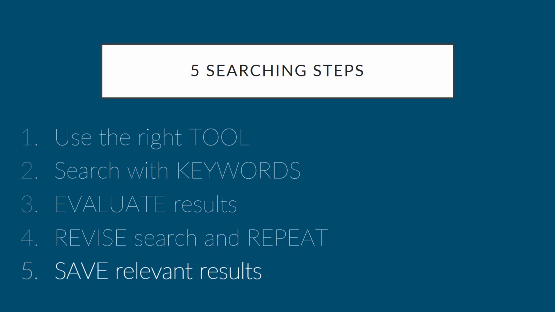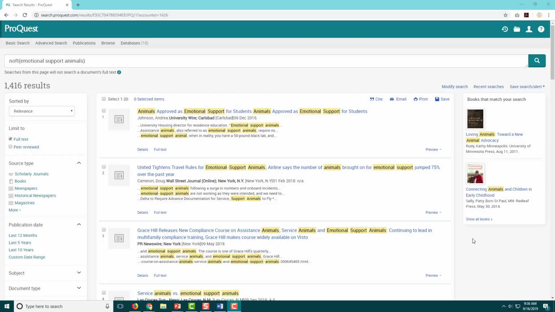We've made it to the final step, and you're almost ready to practice with your own topic. Here's a results list of articles about emotional support animals. Let's go over a few more features and then talk about step 5, how to save relevant articles to share with your group or read later. The only limiter I currently have on is full text, and I have too many results, so I would like to do a few more things to narrow.